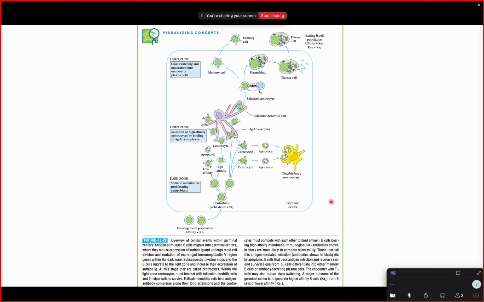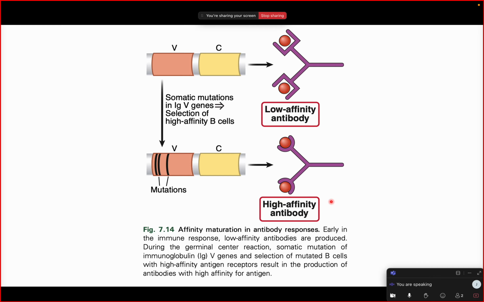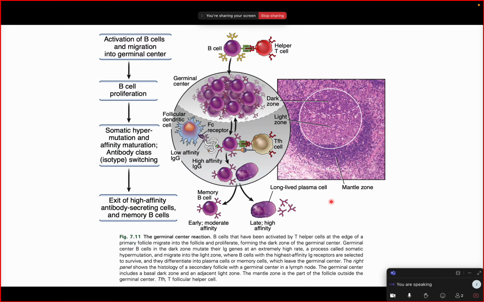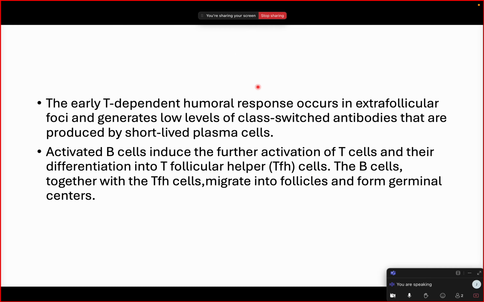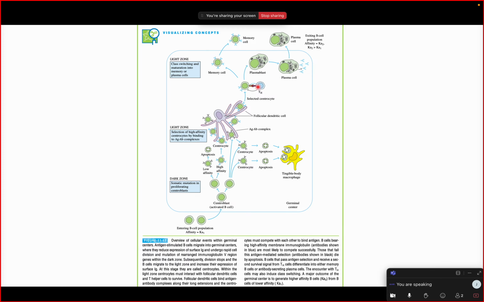So this is the overview of cellular events within the germinal center. Okay, so these are just different ways of representing it. So whatever you have seen here, and I am extremely sorry that I am going to and fro a little bit, but I want you to understand that everything is connected. So this was a representation of the germinal center and the events which are taking place in the germinal center, right? This is also the same thing. It is just represented in a different way.